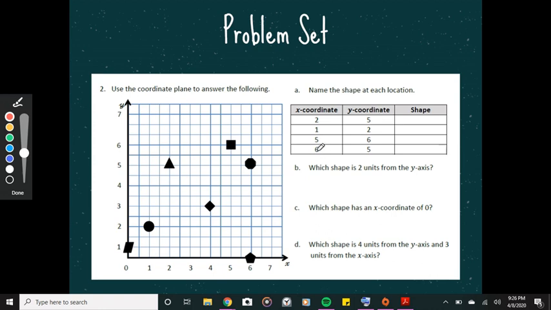And the last one would be x coordinate 6, y coordinate 5, which is going to give us our, I think this is an octagon. 1, 2, 3, 4, 5, 6, 7, 8. Yep, our octagon.